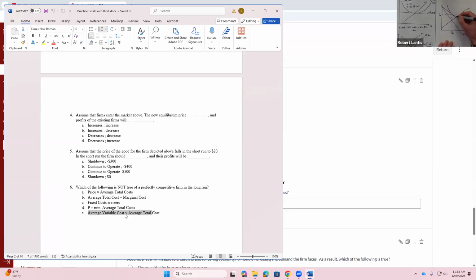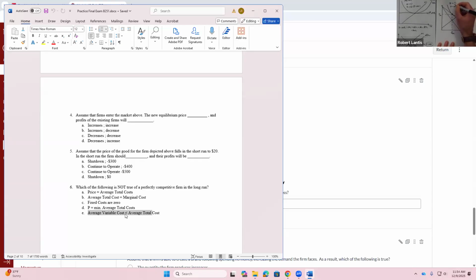In the long run, we know that in a monopolistically competitive market, profits will be equal to... well, we said firms can still freely enter and exit. So in the long run, profits still get driven down to 0, right? If profits are 0, what do we know has to be true?